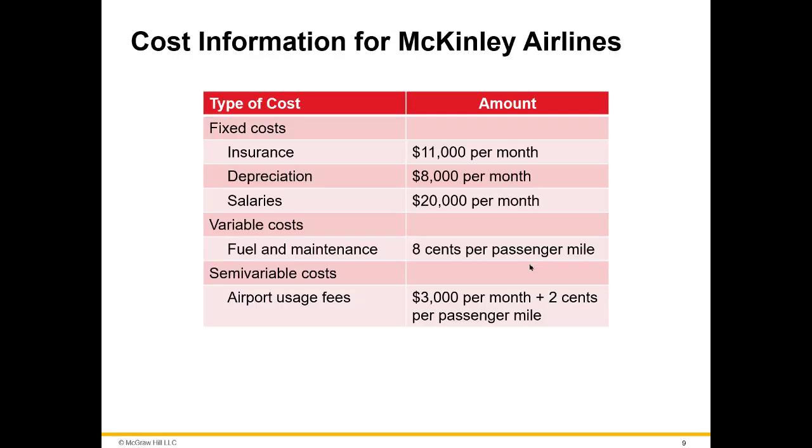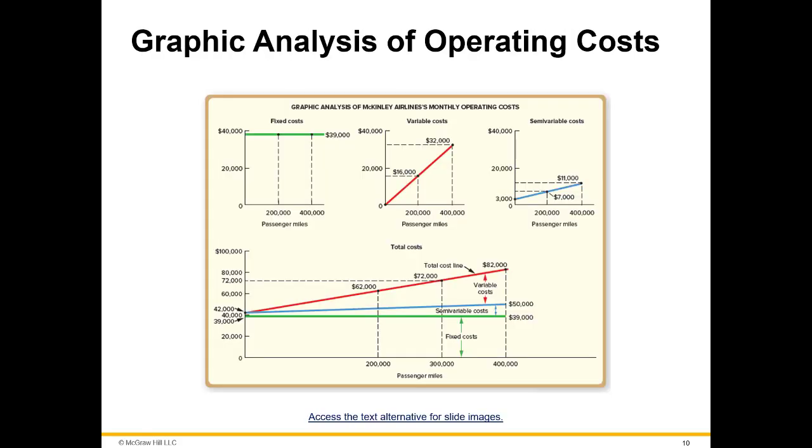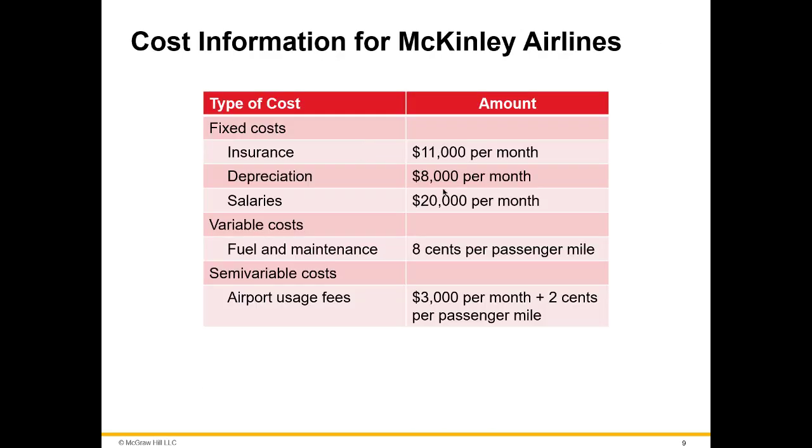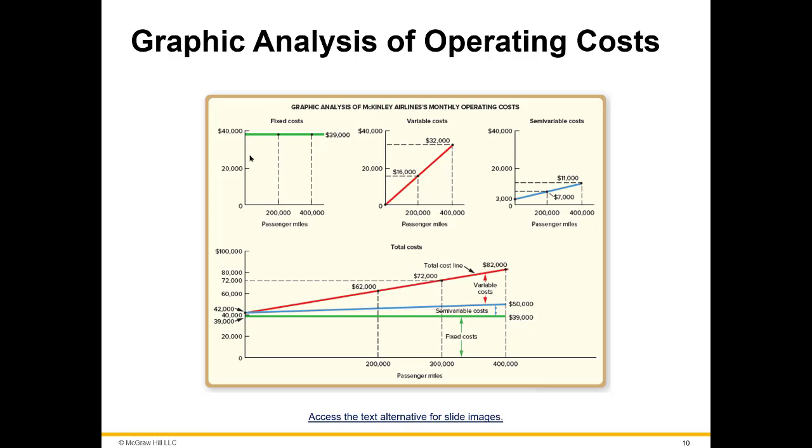So let's look at it specifically for McKinley Airlines, where we see here are their fixed costs, here are their variable costs, the fuel and maintenance, and here is the mixed or semi-variable cost. So you can see what that looks like. Now we're going to translate this into some graphs and see what they look like. So the first one, 39,000, where did that come from? Well, here's adding up these three, 39,000. So regardless of how many passenger miles, same fixed cost.